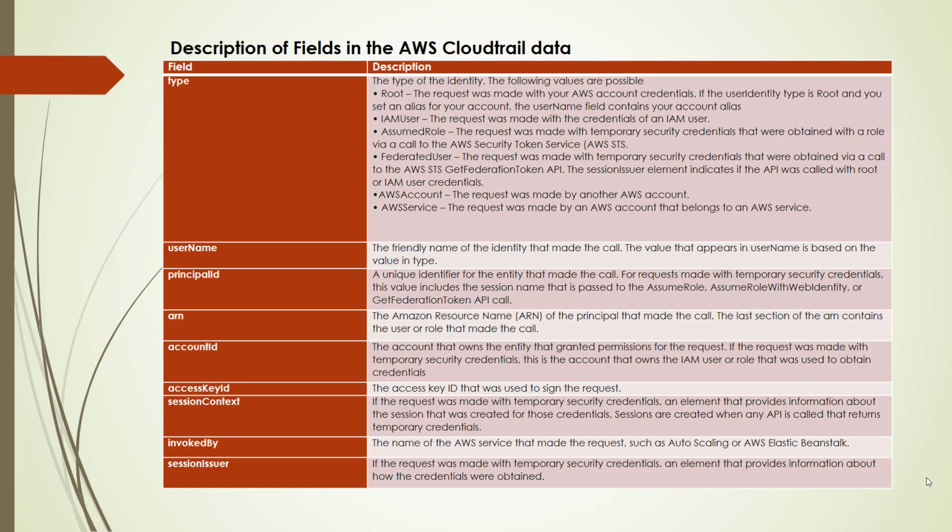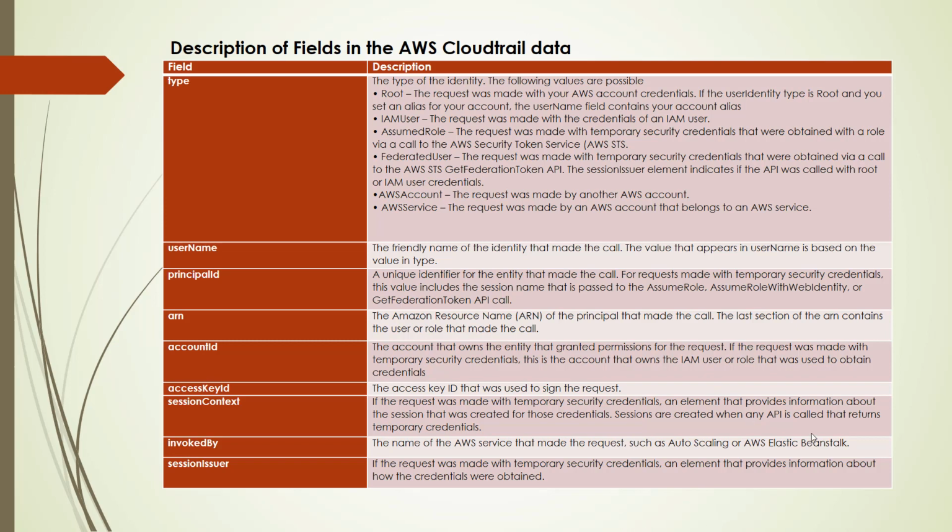Here we're going to go through the different fields that are present in the AWS CloudTrail data. These fields are about the user identity element in the CloudTrail. The user identity element contains the details about the type of IAM, identity and access management, identity that made the request and which credentials were used. So the following fields are the user identity elements.